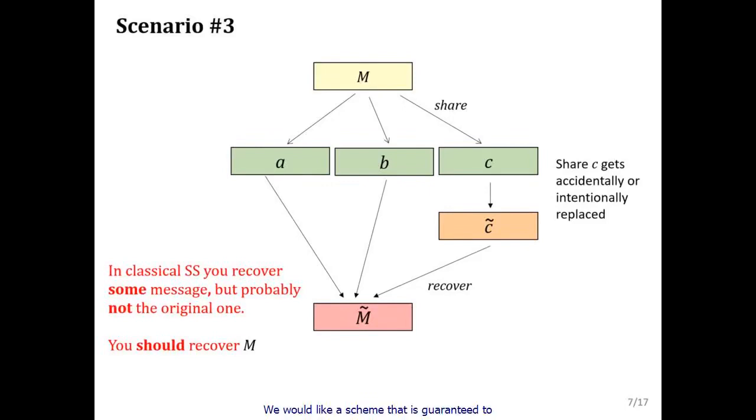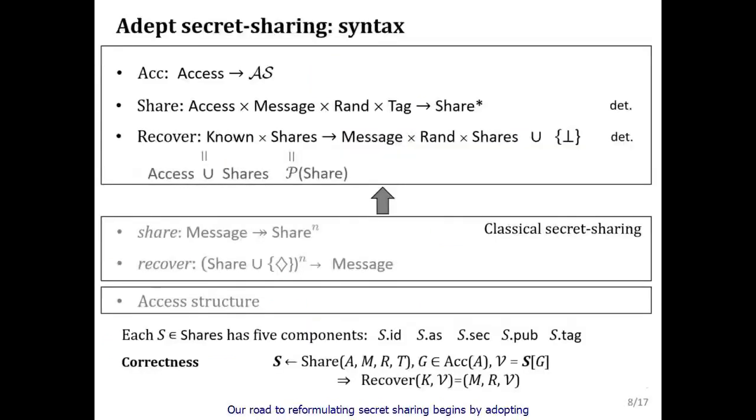We would like a scheme that is guaranteed to recover the original message in a case like this. In fact, it should tell us more, explicitly suggesting that the first two shares implicate M, while the last share has been messed up. There is a secret sharing variant called robust secret sharing that will indeed guarantee recovery of M. But there turns out to be a problem with that notion. For example, it's inappropriate in settings like 2 out of 4 secret sharing, which we view as a completely normal and legitimate case. Our road to reformulating secret sharing begins by adopting richer syntax than what classical secret sharing used.